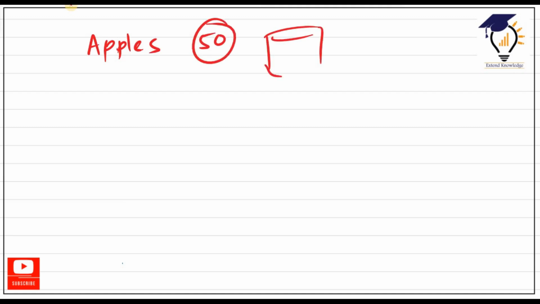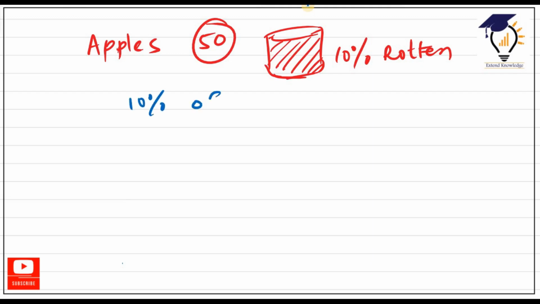So I have 50 apples with me in a basket. Out of these 50 apples in the basket, a few apples are rotten, that is 10% are rotten. So how many apples are rotten or how many apples are good? If you can find one quantity, the other one is very simple. So I have to calculate 10% of 50.